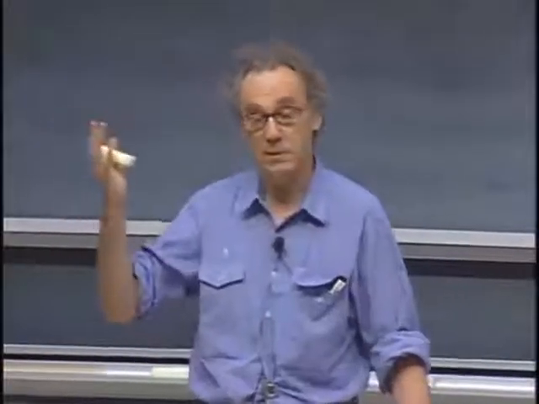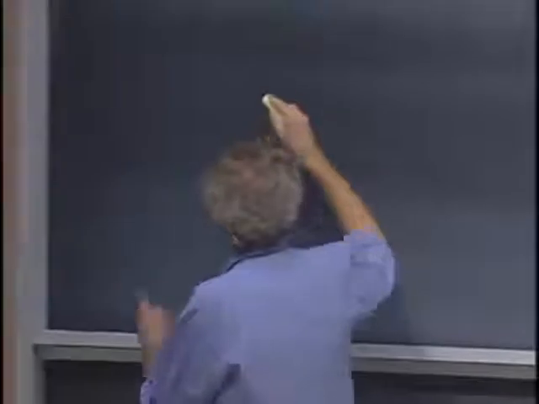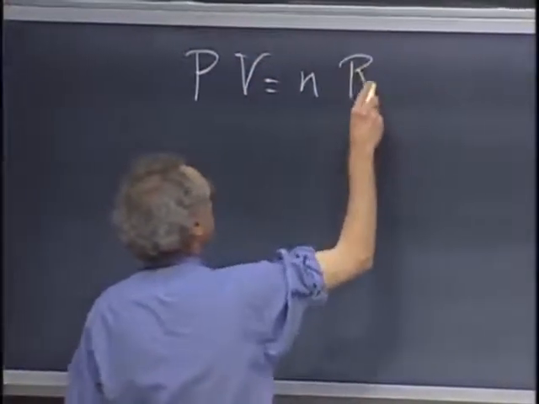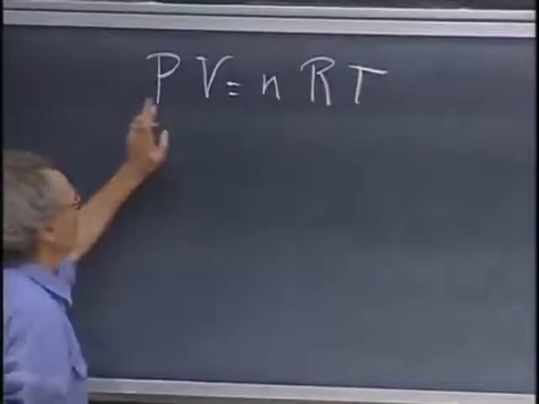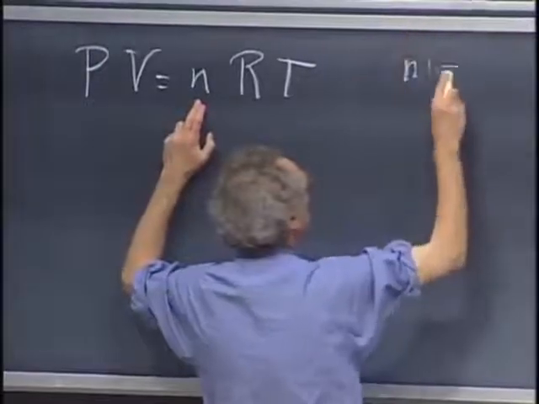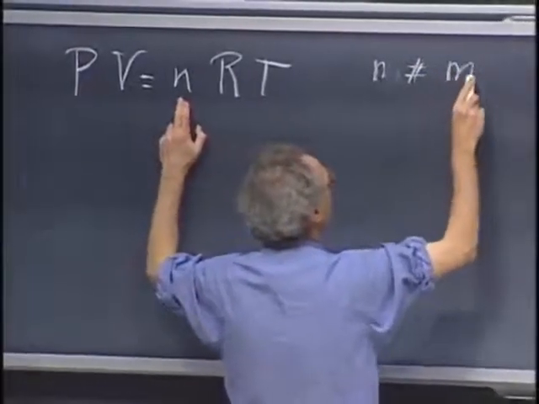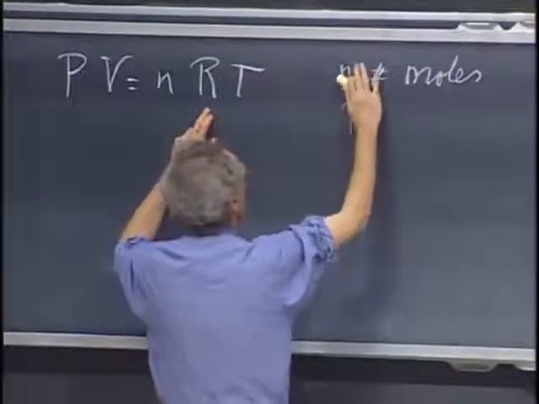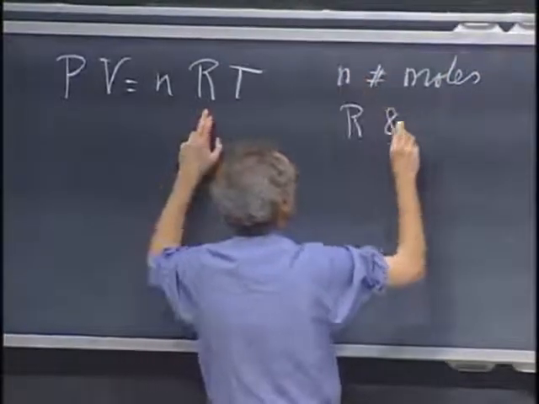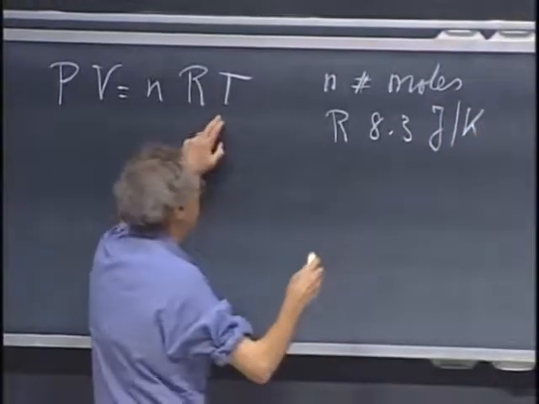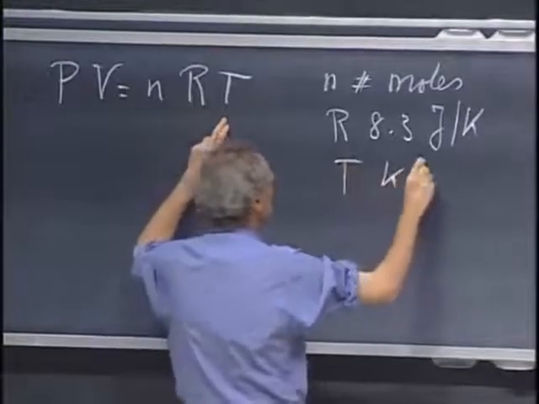The relation that exists between these quantities, PV equals nRT: pressure, volume, n is the number of moles, I'll get back to that, R is the universal gas constant, which is 8.3 joules per degree Kelvin, and T must be in degrees Kelvin.